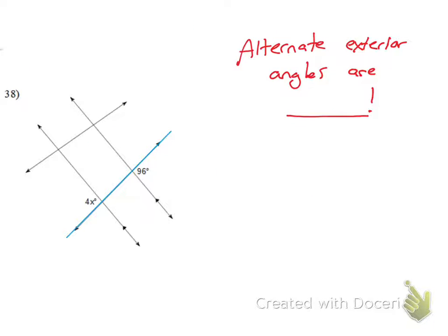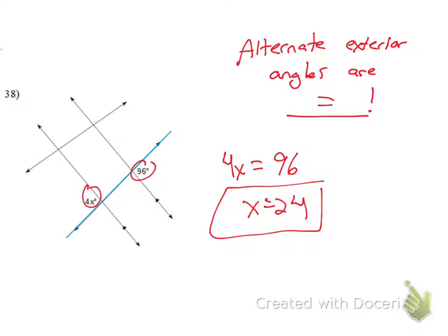All right, this one. Your transversal is the blue line. That's how this angle and this angle are connected. They're on alternate sides or opposite sides of that transversal, and they're also on the exterior. So alternate exterior angles are, actually, I forgot, I gotta look it up. They are also congruent or equal to one another. So I would just do 4x is equal to 96. So then I would divide 96 by 4, and I would get x is equal to 24.